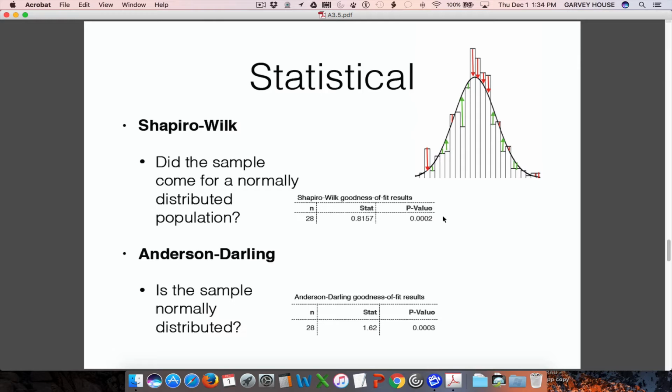If the p-value is less than 0.05, decide to reject the null hypothesis and conclude significant difference or significant relationship, depending on what it is. And in this case, the way that you would interpret this is that according to the Shapiro-Wilk test, the sample distribution is significantly different from a theoretical distribution with the same mean and variance.